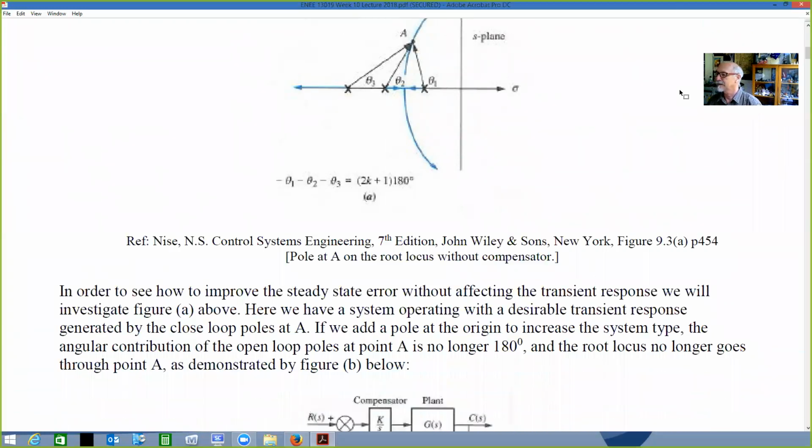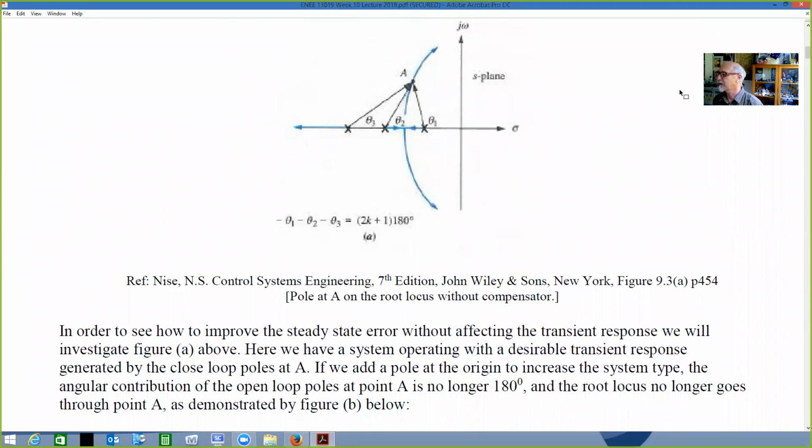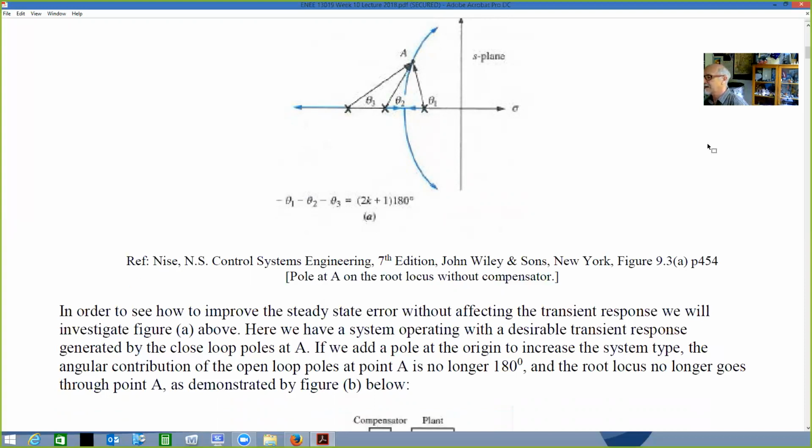All right, now, in order to see how to improve the steady state error without affecting the transient response, we'll be investigating that particular setup, the root locus, as you see in figure A. Here we have a system operating with a desirable transient response generated by the closed loop poles at A. Now, if we add a pole at the origin to increase the system type, then the angular contribution of the open loop poles at point A is no longer 180 degrees, because you've changed the particular parameters. And the root locus no longer goes through point A, as demonstrated by figure B.